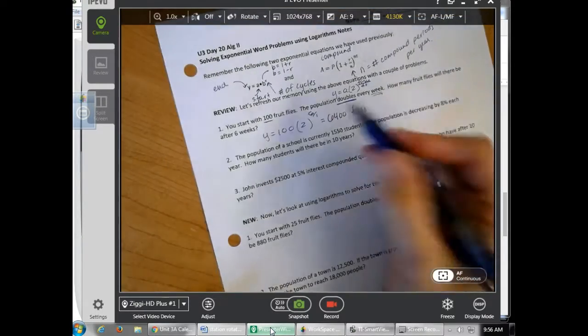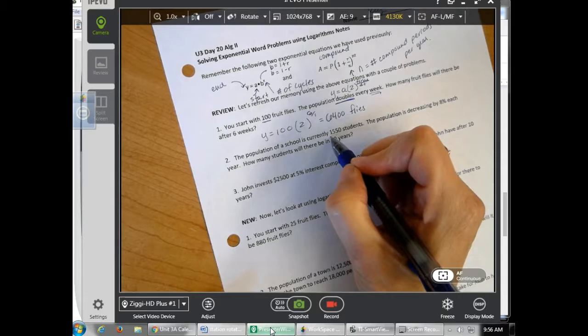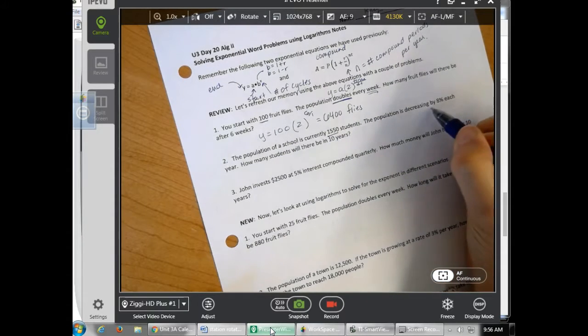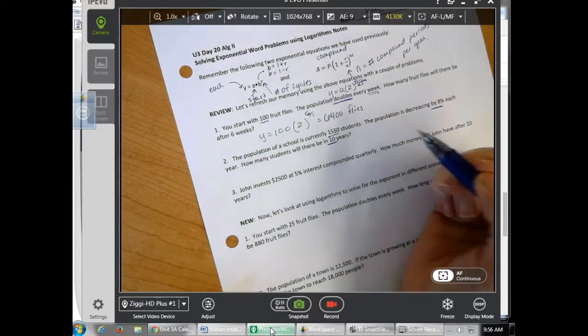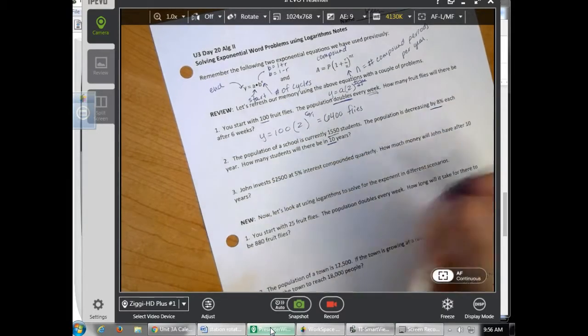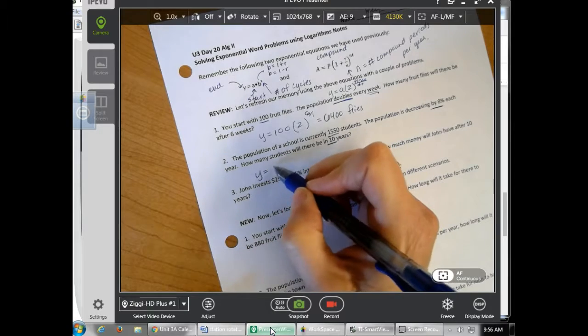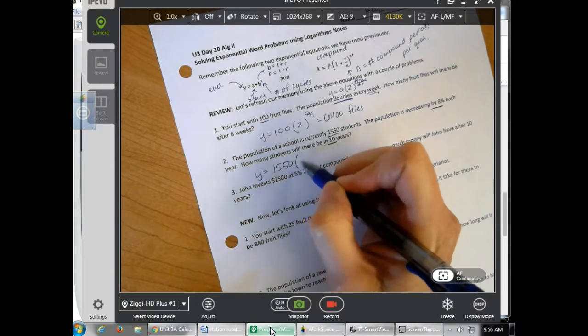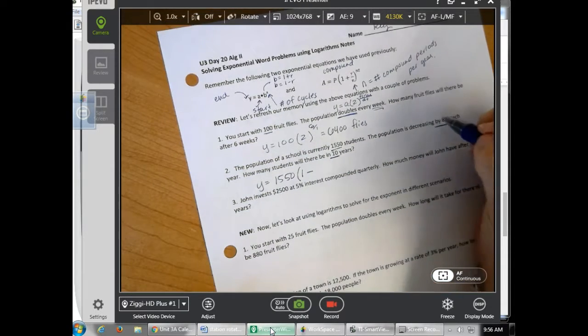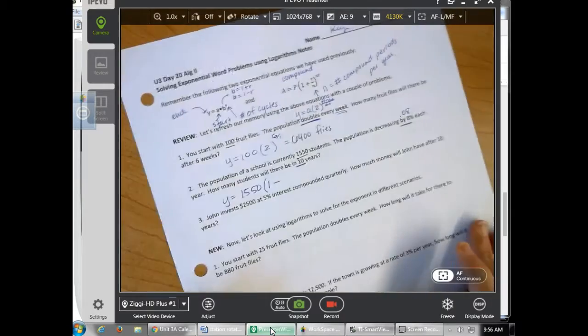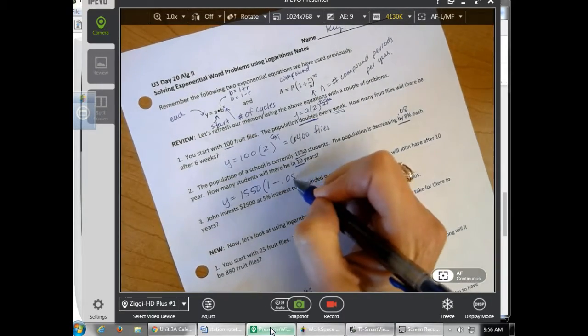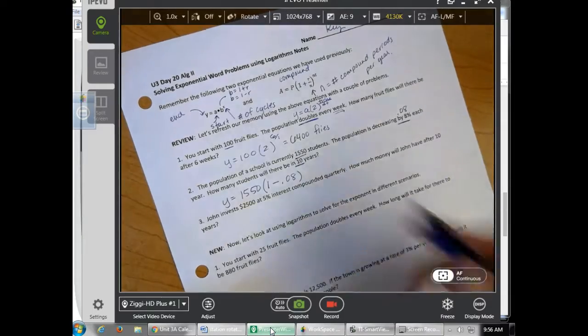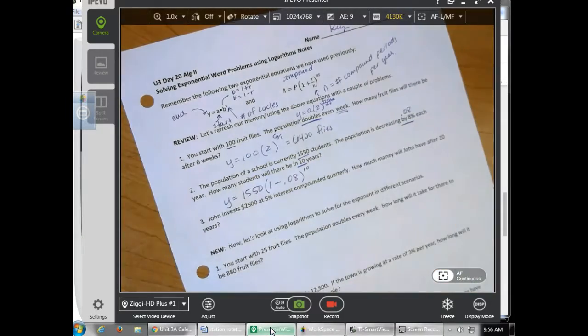The population of a school is currently 1550. The population is decreasing by 8% each year. How many students will there be in 10 years? So this is a decay problem. So I start with 1550, 1 minus my decay rate. Remember, you need to put it in decimal form always. And then 10 is my exponent.